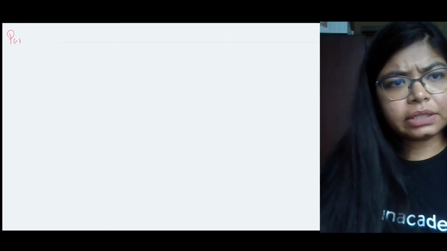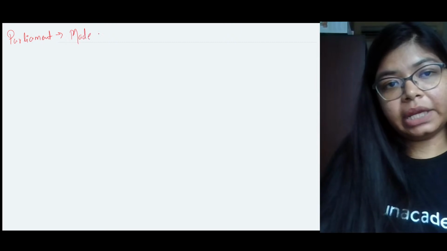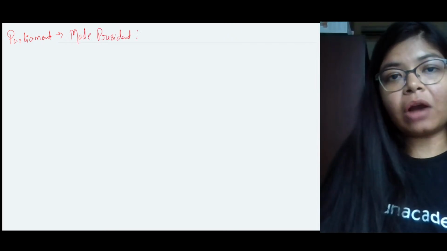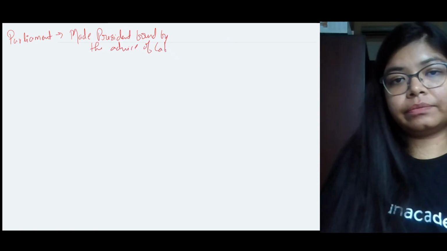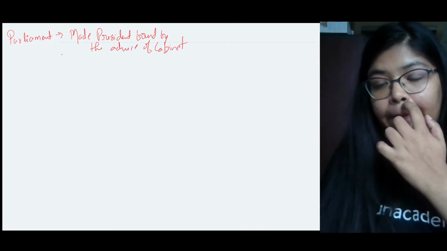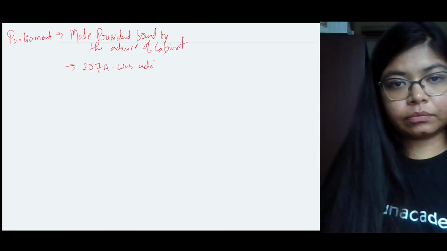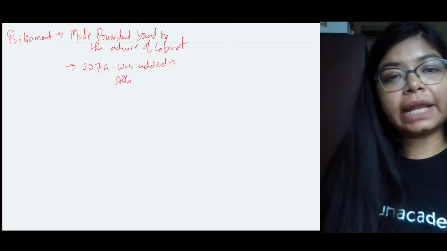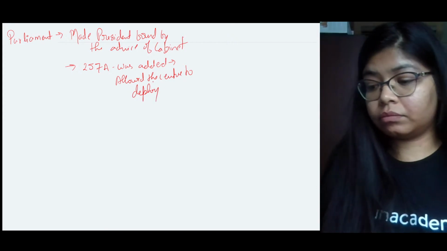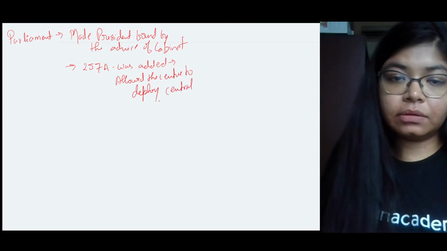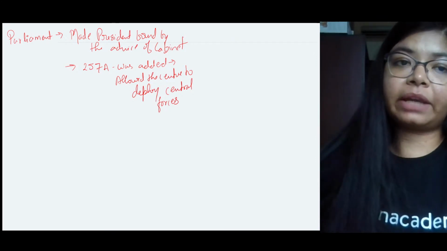Fine. Then there were certain things which happened with respect to Parliament as well. Okay. This amendment made the President bound by the advice of the Cabinet. Okay. Then also 257A was added. Okay. Which allowed the center to deploy central forces in areas जहां पे कुछ conflict हो, ठीक है। So these two things happened with respect to Parliament.